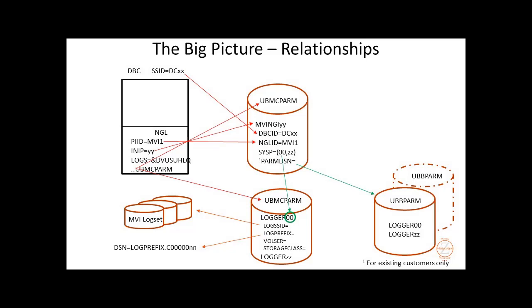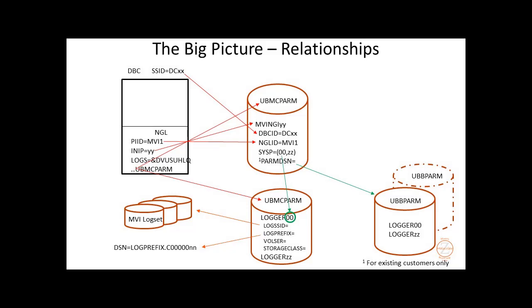The MVI NGI-XX parameter member defines which DBC instance it will use for logging and which NGL PIID will actually do the logging. It also points via the sysp parameter to the Logger XX members, which will be used to define the log sets and direct various types of logging data to the MVI agent.